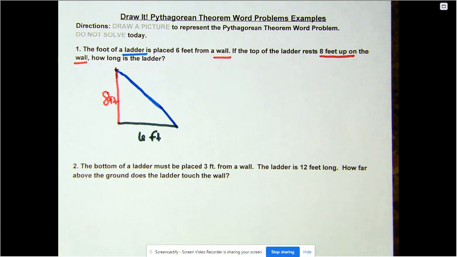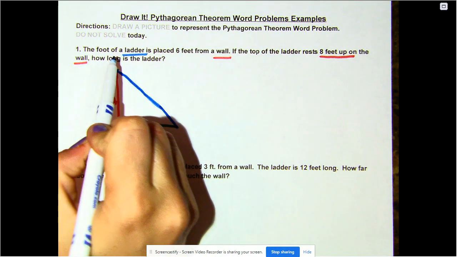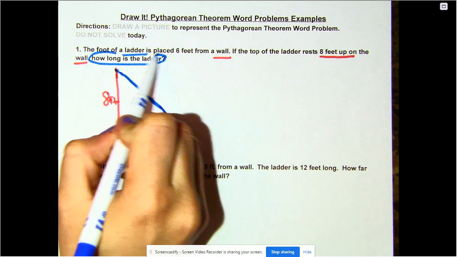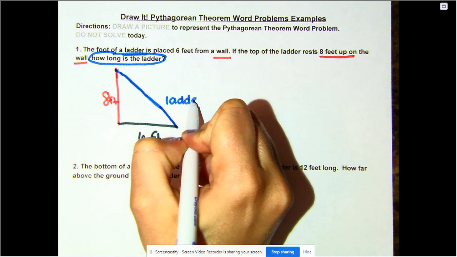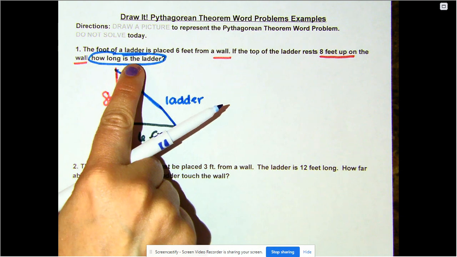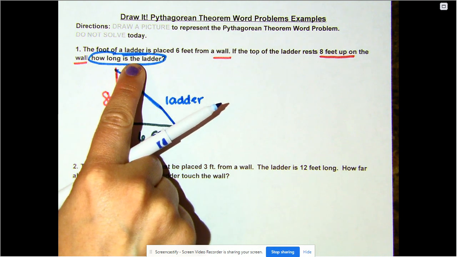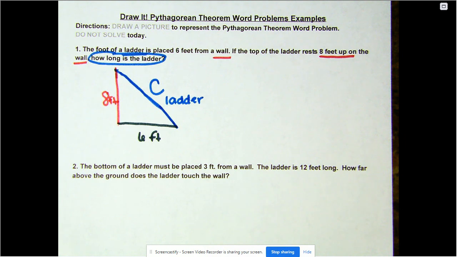Another key to figure out which side is missing is to look at the question being asked. The question being asked in this case is how long is the ladder? As you look at the picture I drew, this was the ladder here in blue, and I don't have a measurement for the ladder. My question is asking how long is the ladder? So that's a key indicator that this side happens to be missing.